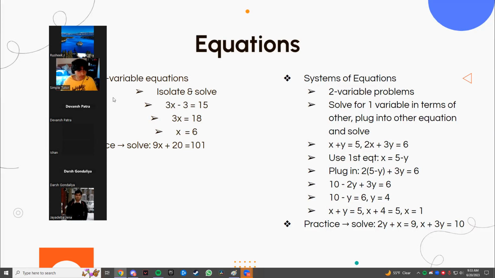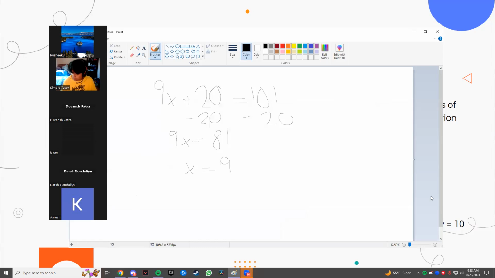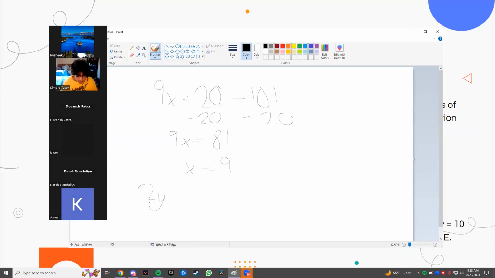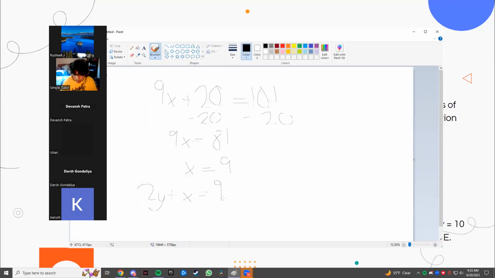Okay. Rashik, would you like to let me know what you think? Yeah, okay, I want to solve this. Let me quickly transfer this equation. Okay, here you go. So these are our two equations.